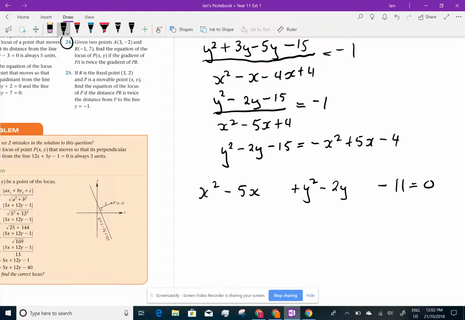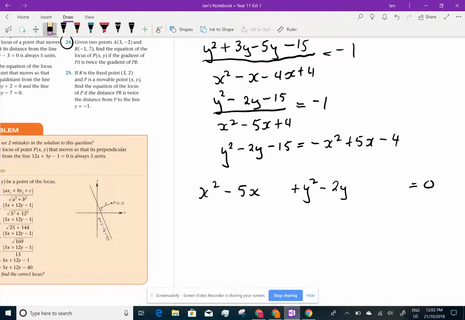But I don't think that's good enough. It looks very much like something that you should already know, and that is, it's a circle. This is a circle. So I'm going to show you how to find that circle, which is going to become part of our work next lesson.